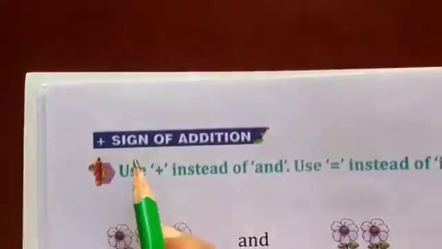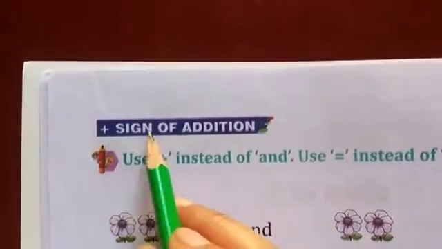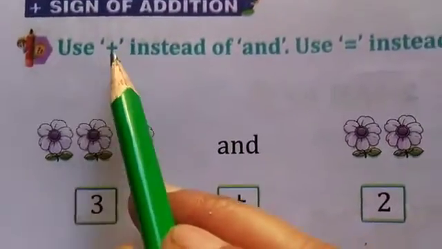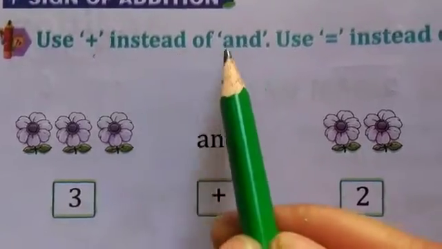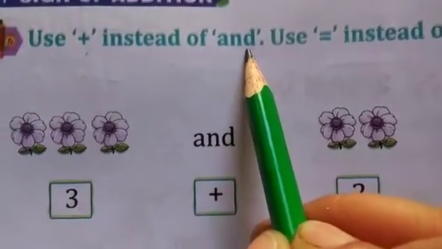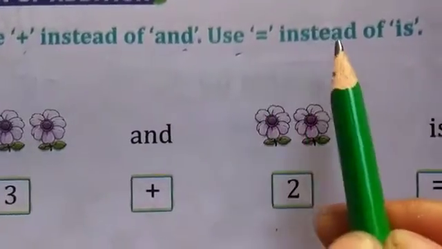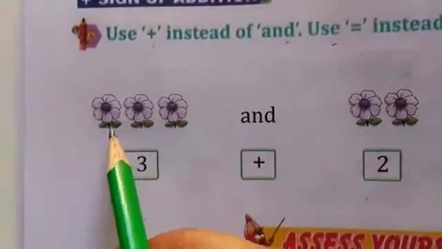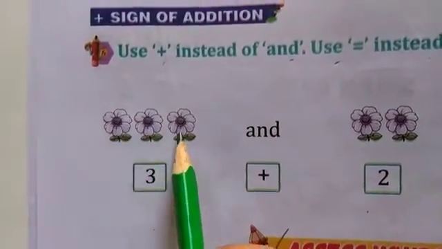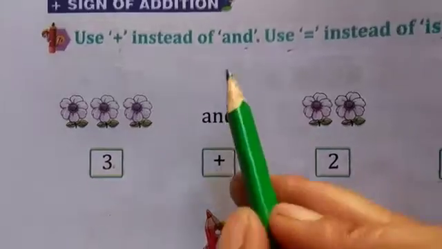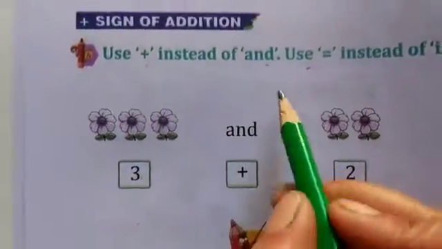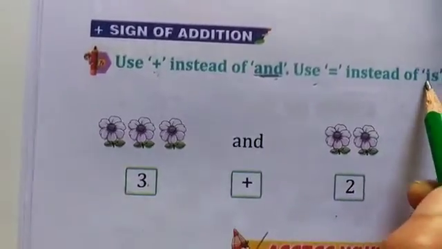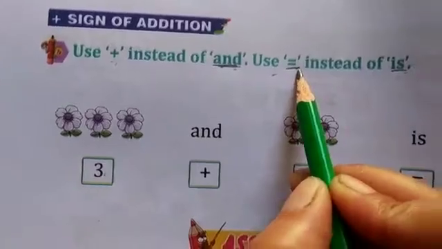Sign of addition. This is the sign of addition, so today we learn about it. Exercise: use plus instead of 'and', and use equals instead of 'is'. There is one example for you. How many flowers are there? 1, 2, 3. So we write here 3. We use the plus sign in place of 'and', and equals to in place of 'is'.